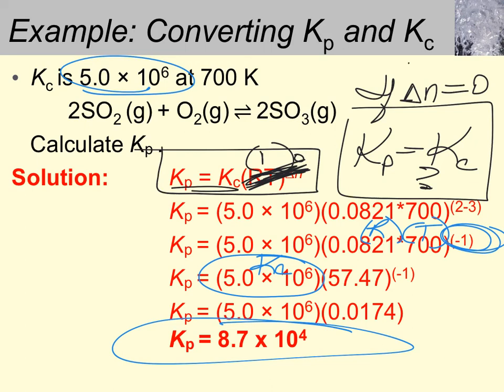So what does it mean if delta N equals 0? That means the number of gas molecules on both sides of the equation are equal to one another. So if I had 2 gas molecules on the product side, I would need to have exactly 2 on the reactant side.